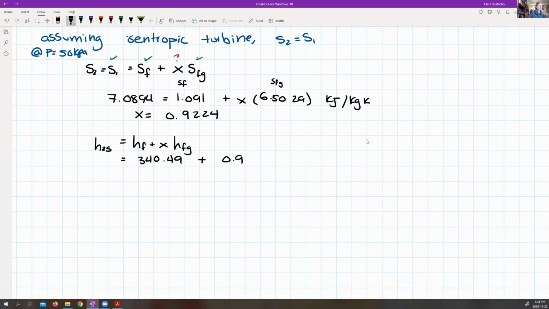Plus X, 0.9224, times HFG, which is 2,305.9 kilojoules per kilogram is my unit. And it gives me an enthalpy of 2,467.0 kilojoules per kilogram.